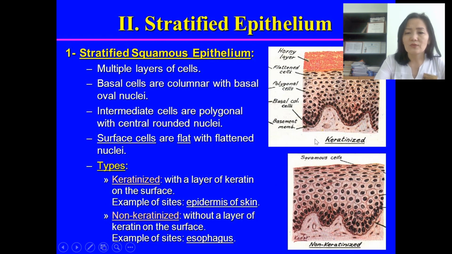First of all, why stratified? Because we said stratified epithelium consists of many layers, more than one layer. And look, students, stratified epithelium mainly can be squamous because the surface layer of stratified epithelium consists of squamous cells. That's why you can see stratified squamous, keratin layer absent, that's why non-keratinized epithelium. This type of epithelium, stratified squamous, but keratinized epithelium.